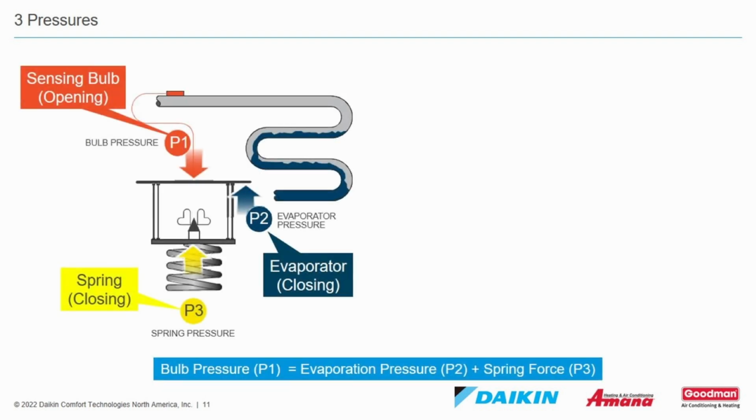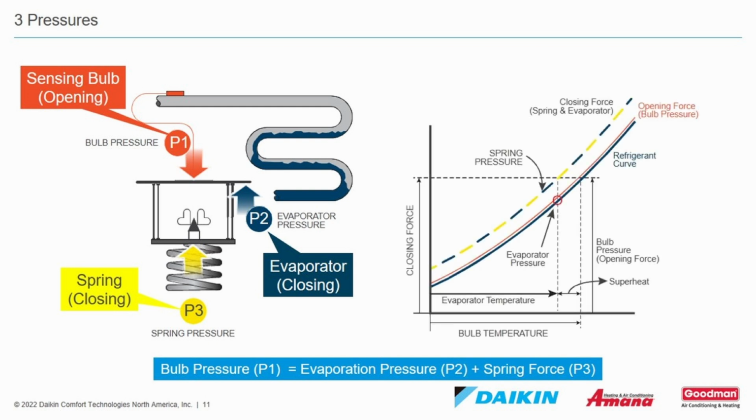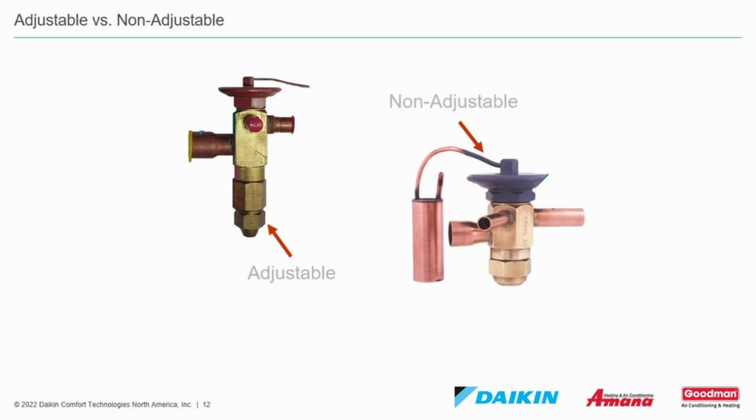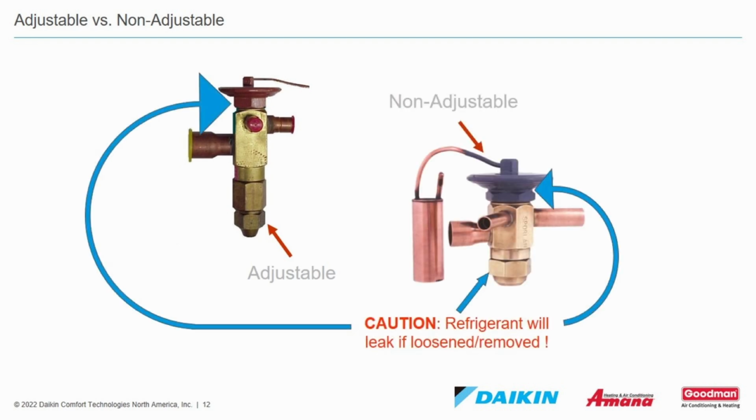Here are the three pressures. The sensing bulb has an opening pressure. The evaporator has a closing pressure. The spring has a closing pressure. So the bulb pressure, P1, is equal to the evaporator pressure, P2, plus the spring force, P3. Here is an adjustable and a non-adjustable TEV. Please be aware that if the power element on either valve or the bottom cap on a non-adjustable valve are loosened or removed, the valve will leak refrigerant.